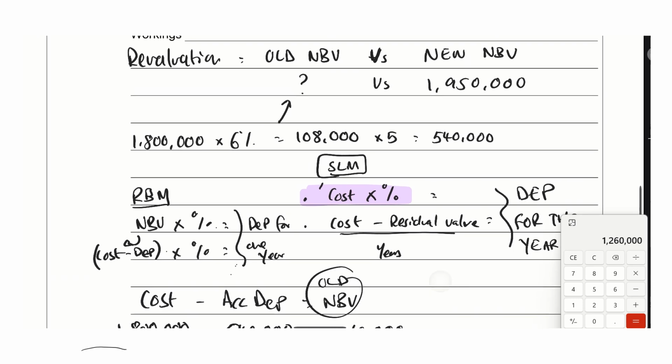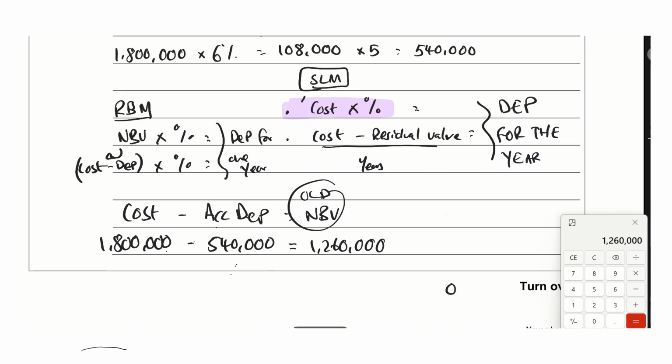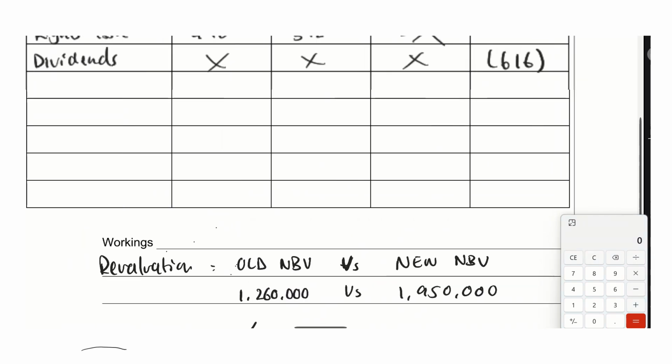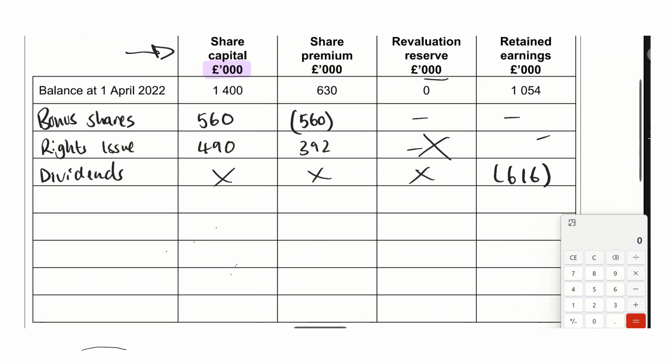Let's pop that in our original formula here. Our old net book value is 1,260,000. Compare that to the new net book value, and you get a difference of 690,000. So your property has gone up in value by 690,000. And you put here revaluation.